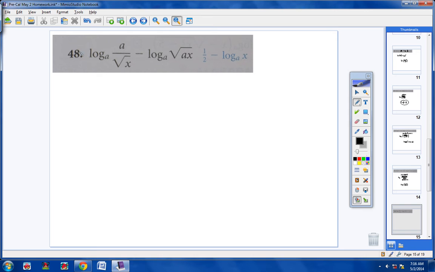Notice first of all I have nothing to the left here and nothing to the left here, which is good. Notice I have base A and base A, which is good, and notice they're both being subtracted, which is good. Now I really don't like this square root of x in the denominator, so I'm going to go ahead and make this x to the what power? Do you remember? The 1/2 power. And then I'm going to bring that up top, and I'm going to make that x to the negative 1/2. All right?